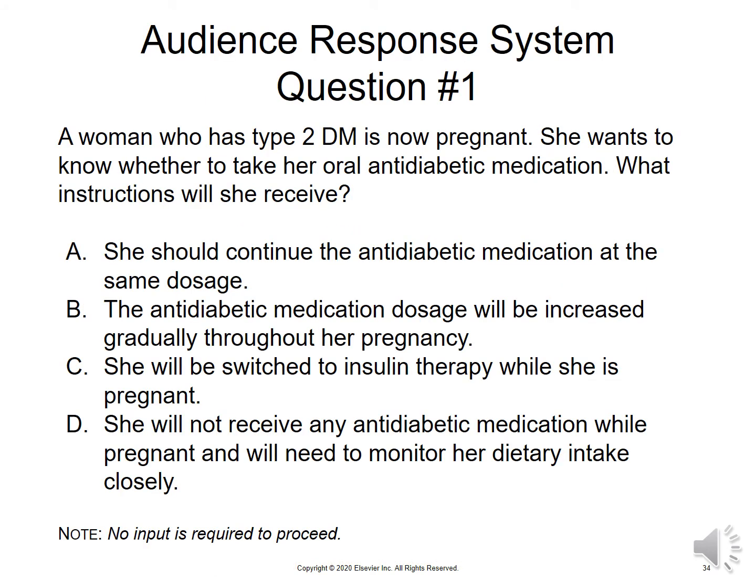So a woman who has type 2 diabetes is now pregnant. She wants to know whether to take her oral anti-diabetic medication. What instructions will she receive? She could continue the anti-diabetic medication at the same dose. The anti-diabetic medication dosage will be increased. She will be switched to insulin therapy while she's pregnant. She will not receive any anti-diabetic medication while pregnant and will need to monitor her dietary intake closely. So it's C.